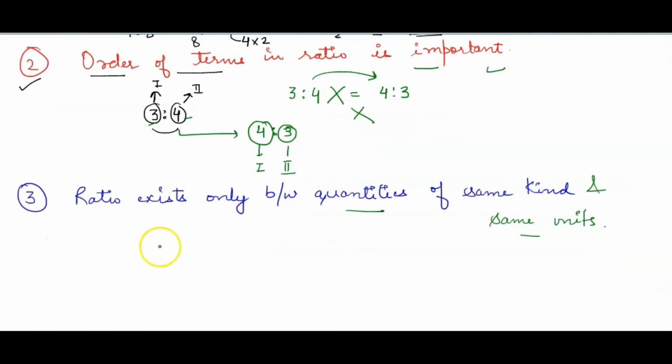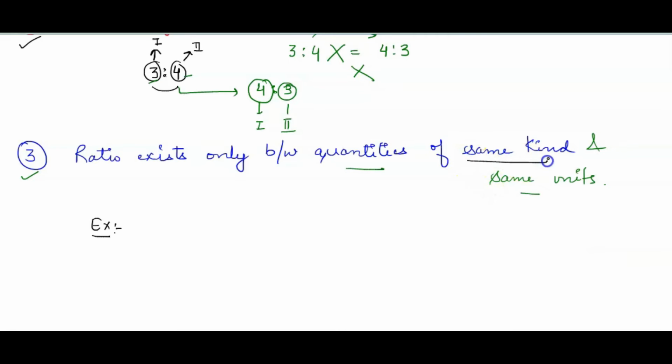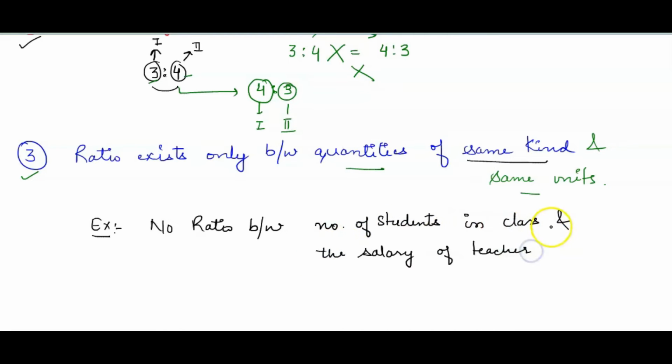This was discussed earlier in the definition, and for more examples, let's discuss this property again. What do we mean by same kind? You cannot find a ratio between the number of students in a class and the salary of a teacher, because they are not of the same kind. The number of students can be 30, 40, at most 50, but the salary is in thousands. So clearly there cannot be a ratio between the number of students and the salary. This is the first example.